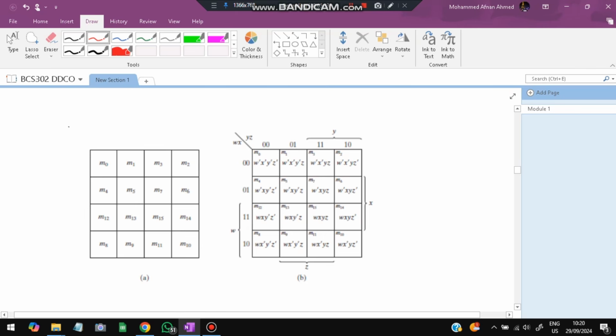Why is that? Because this is called a Gray code. What does Gray code mean? Gray code means only one bit can change at a time. Since it's 00, only one of them can change, so this has changed. Again only one of them can change, so this has changed. We cannot change both at the same time.